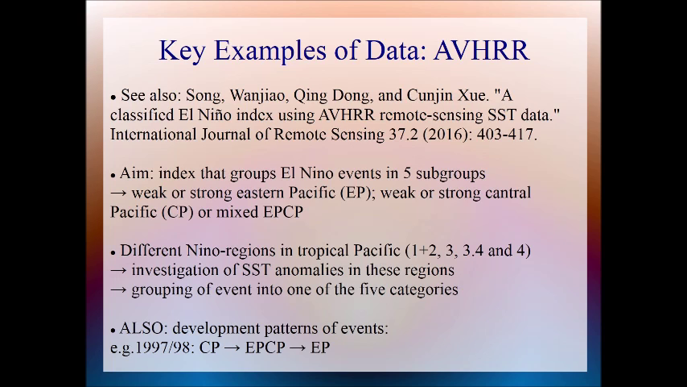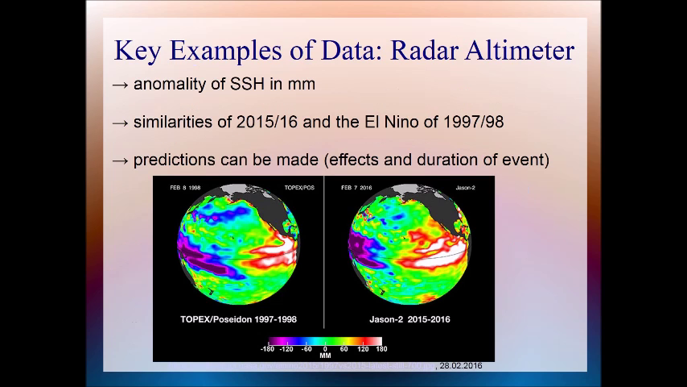At the moment, the NASA uses data of sea surface height anomalies to compare the current El Nino with the one from 1997 and 98. The data were retrieved from Topex Poseidon in 1997 and 98, and now from Jason 2 in 2015 and 16. By comparing the two events, it becomes clear how similar they are, and predictions can be made about possible effects and the duration of the event. The comparison will also help predict future extreme El Nino events.